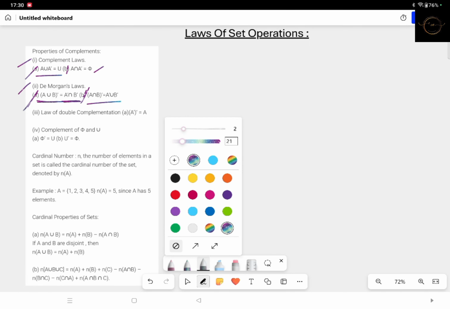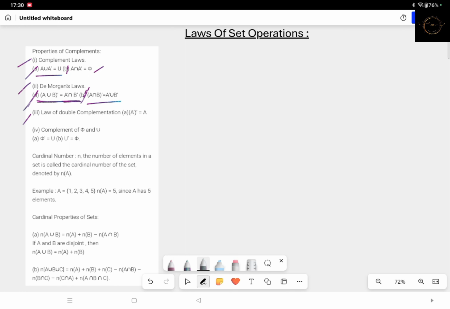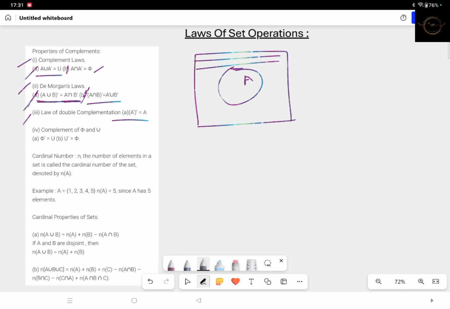Now coming to the third law, that is the law of double complementation. Double means you are complementing 2 times. A complement, and again the complement of A complement, will be equal to A. How can we show it? If you take this set as A complement, this is A complement. Now this part's complement is what? This part only. That is exactly equal to A. So therefore, this part is also proved by the Venn diagram method.